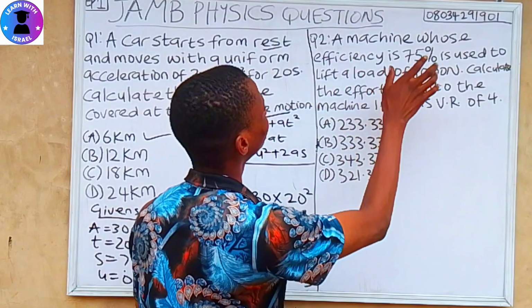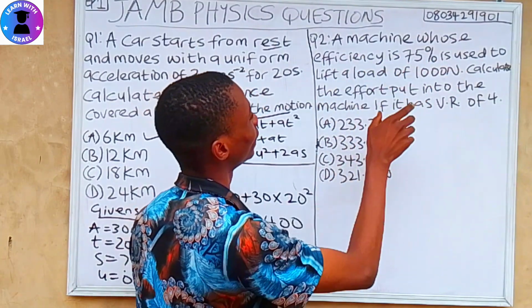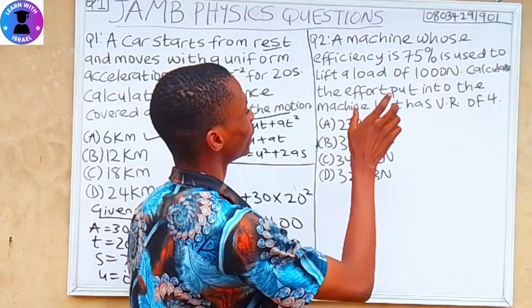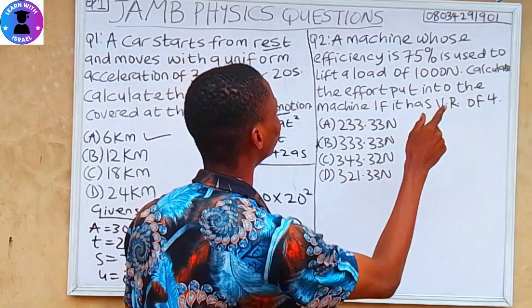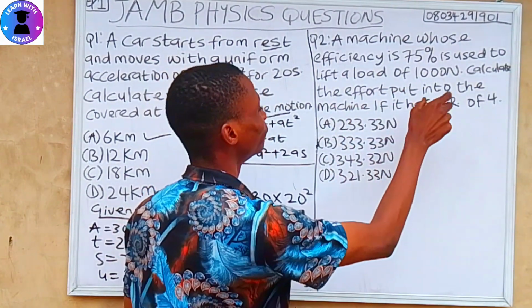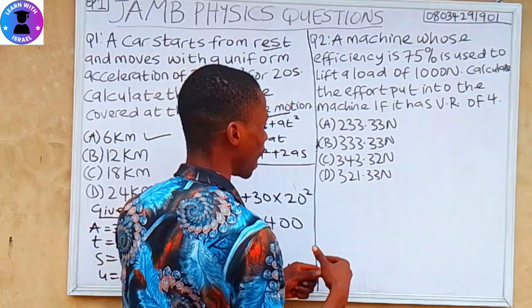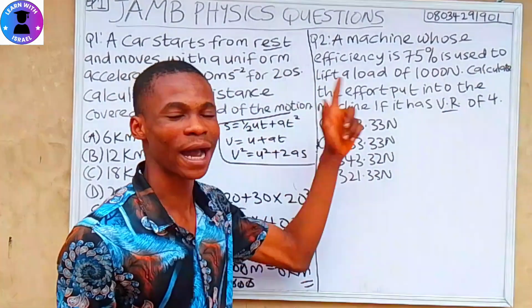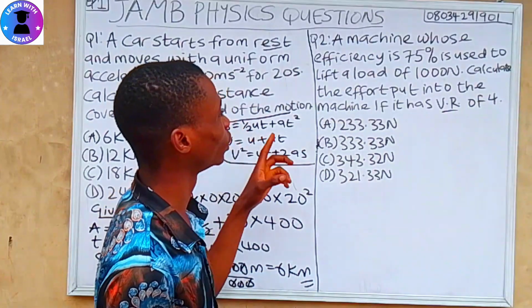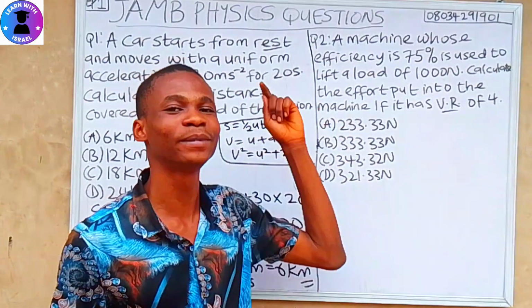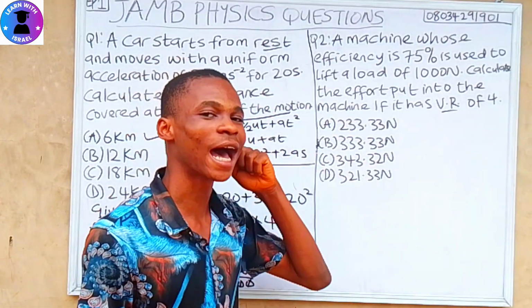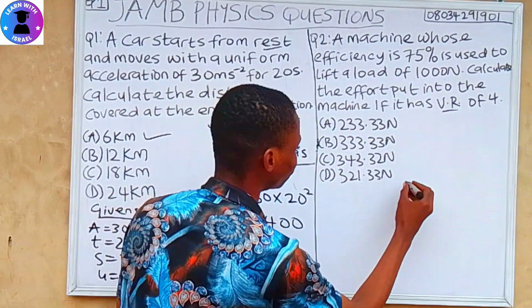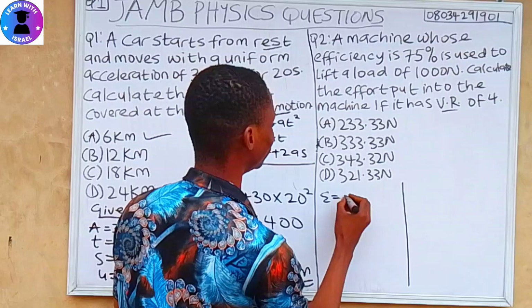Question 2. A machine whose efficiency is 75% is used to lift a load of 1000 Newton. Calculate the effort put into the machine if it has a VR of 4. What's VR? VR is the velocity ratio. This is a simple machine question, and this and the motion question are two questions JAMB repeats every year. So be attentive. Let's start. Our efficiency is 75%.